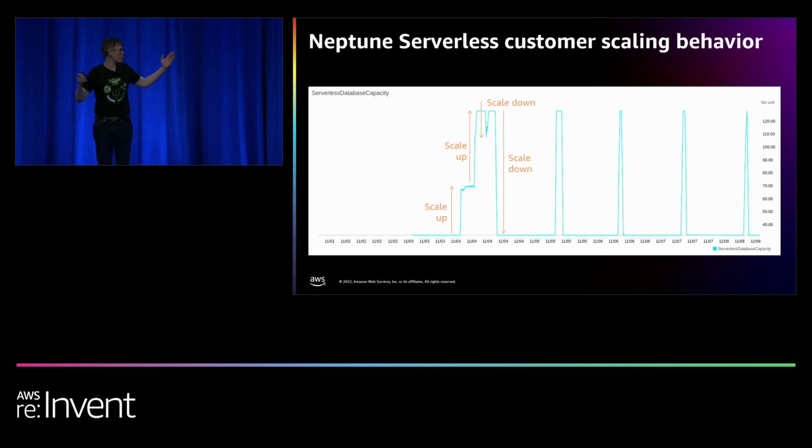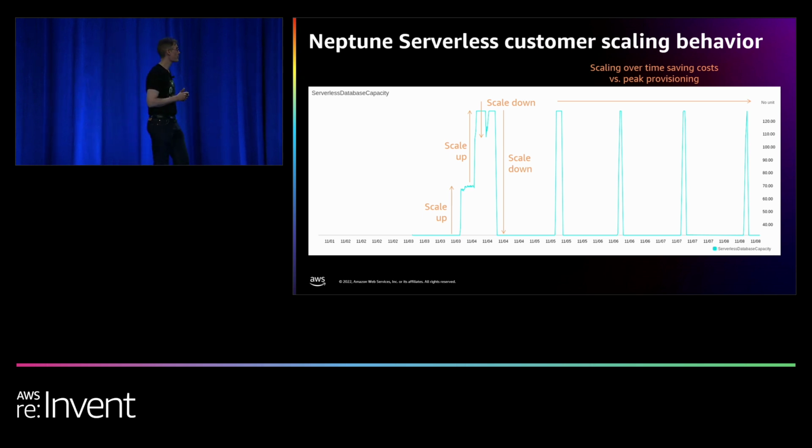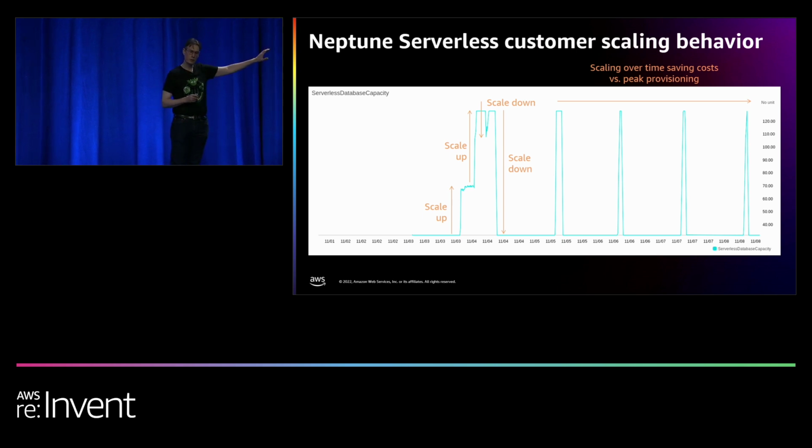And if you look at this across time, you'll see that this is where the opportunity to save versus provisioning for peak capacity comes from. As you can see, there's only a very small amount of time during these windows where the customer is actually using all of that capacity.